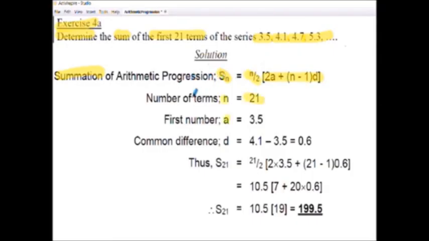We can see the first term in the series a is 3.5. The common difference, the second term take away the first term, is 0.6. Again, putting those values into the Sn equation gives us an S for the 21 terms summated of 199.5. I'll let you check the arithmetic.